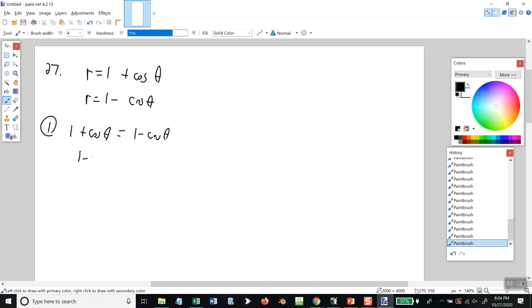Take that 1 over there, 1 minus 1. Not that it matters, if I take negative cosine theta over there, it becomes a positive cosine theta. Take the 1 over there, and I get 1 minus 1. So I get 2 cosine theta is equal to 0. Divide both sides by 2. We get cosine theta is equal to 0. And if I think where cosine is equal to 0, I'm going around my unit circle. Cosine is our x. That'd be pi over 2. And that would be 3 pi over 2.